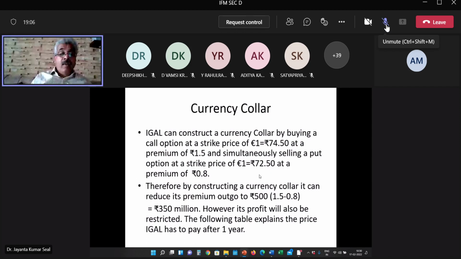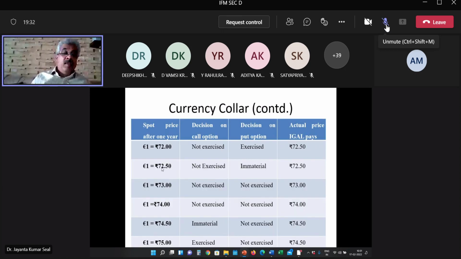Why? Because when you buy a call option, your profit is unlimited, but your loss is limited. But when you write a put option, your profit is limited, loss is unlimited. So why should you restrict your price at 72.5? Because you want to reduce the premium. So what are the possible cases you can have? 72.5 is the price at which you have written the put option, and 74.5 is the price at which you bought the call option.